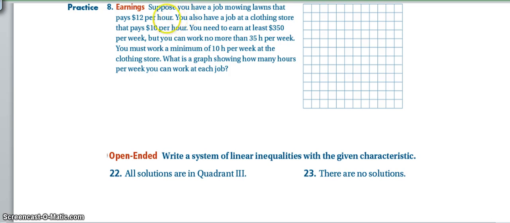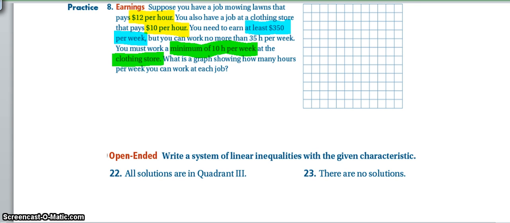So take a moment, pause, and try this problem. Suppose that you have a job mowing lawns that pays $12 an hour. You also have a job at a clothing store that pays you $10 an hour. You need to earn at least, so that means $350 or more each week. And you know that you have to work a minimum of 10 hours per week at the clothing store.